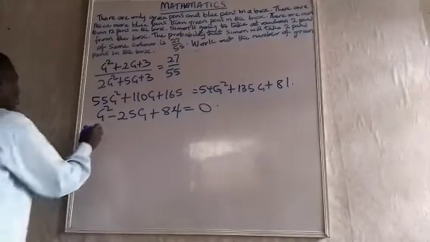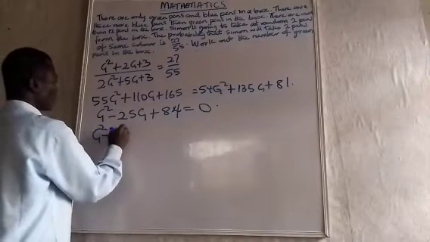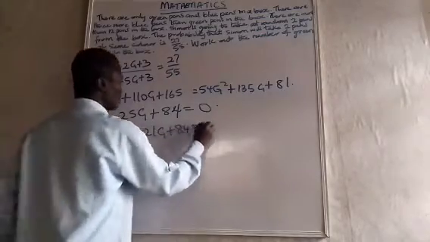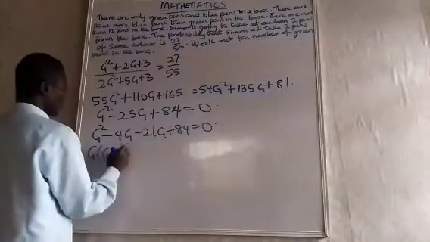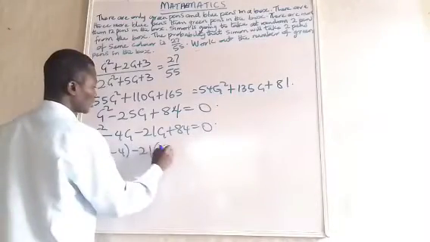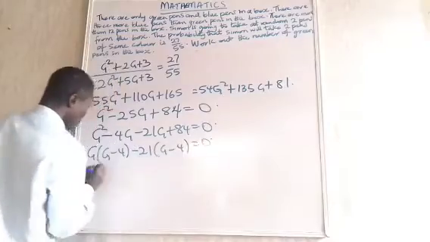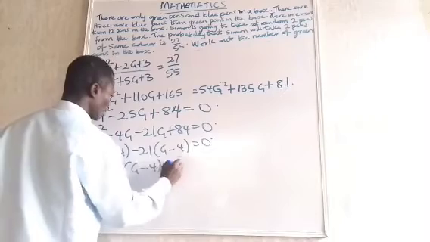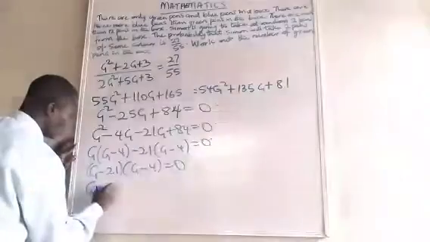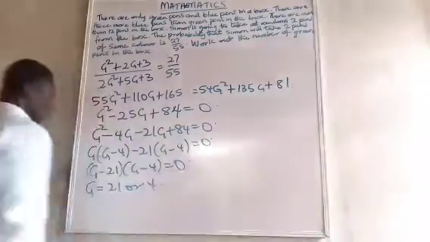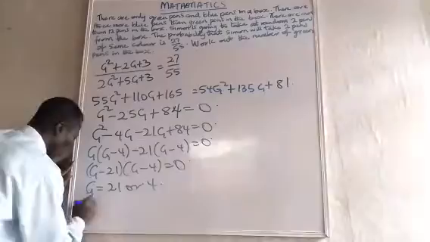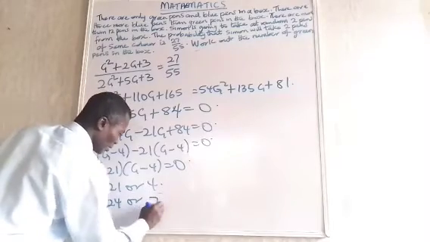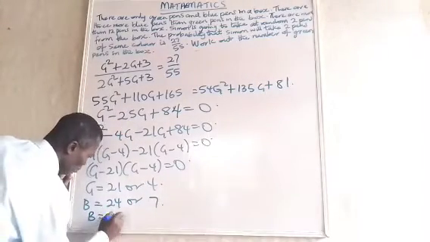So, factorizing, we have G squared minus 4G minus 21G plus 84 equals 0. So we have G into G minus 4 minus 21 into G minus 4. So G minus 21 into G minus 4 is equal to 0. So G will be equal to 21 or 4. So if we have G to be this, B, that is blue, will either be equal to 24 or 4 plus 3, which is 7. B equals G plus 3. Note.